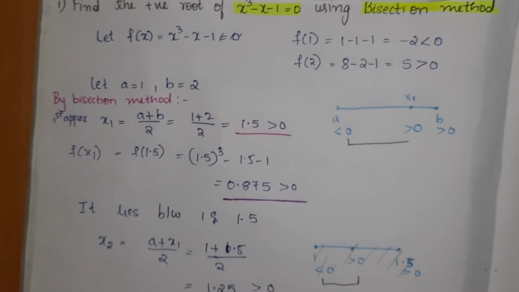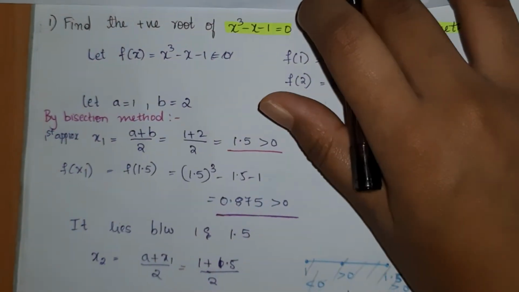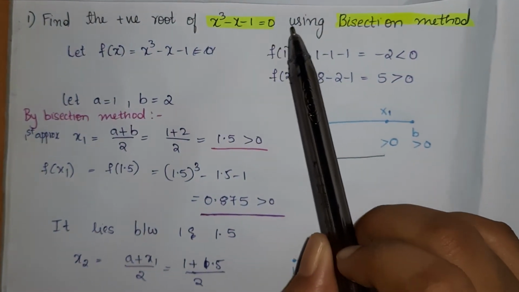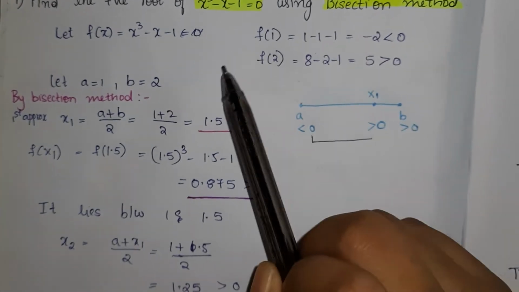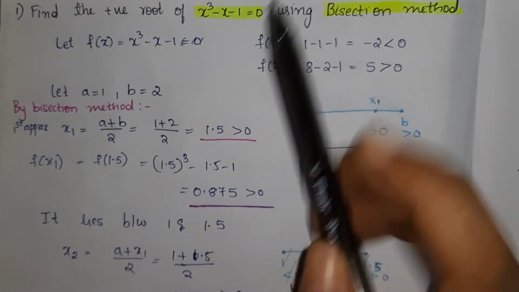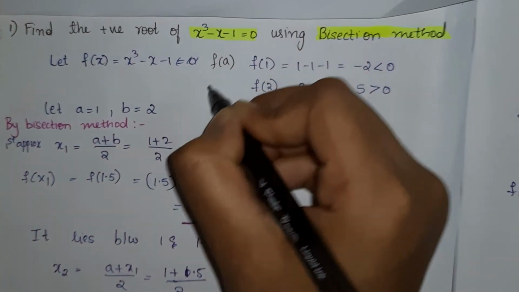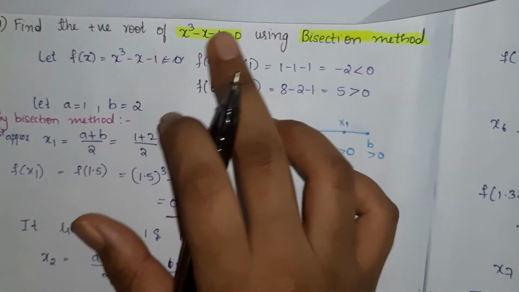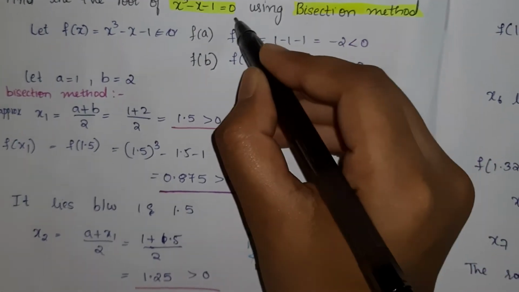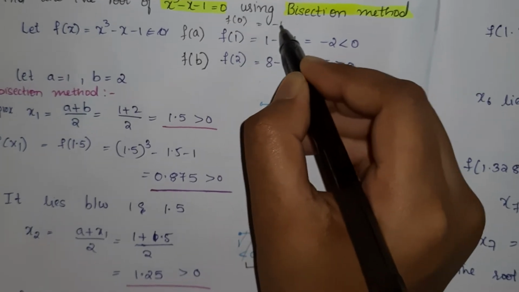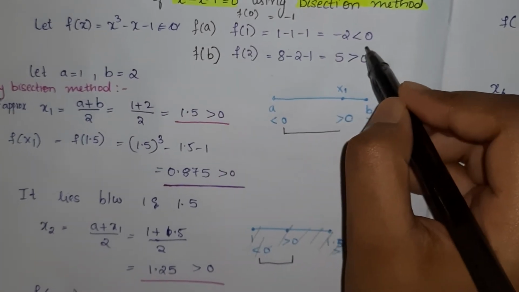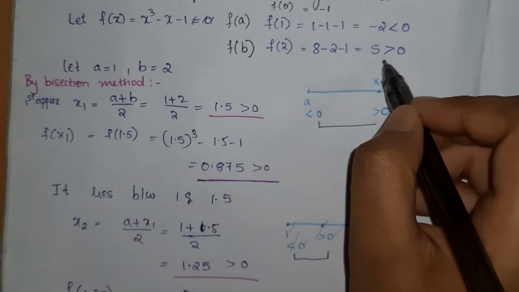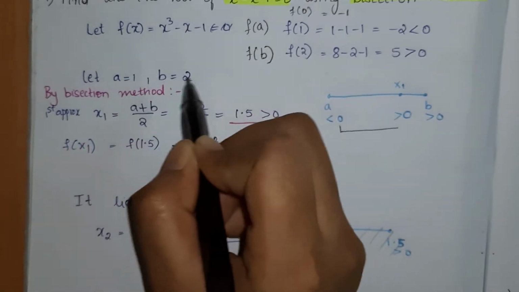So see here guys, here we have a problem: find the positive root of x cube minus x minus 1 using the bisection method. First you find f of a and f of b. I substituted 0 here, first you start with 0. I'll get minus 1. But f of 1 also I got minus 1, so I can't take 0 and 1. So next I have to continue with f of 2. I got a positive value. So now a and b are 1 and 2.